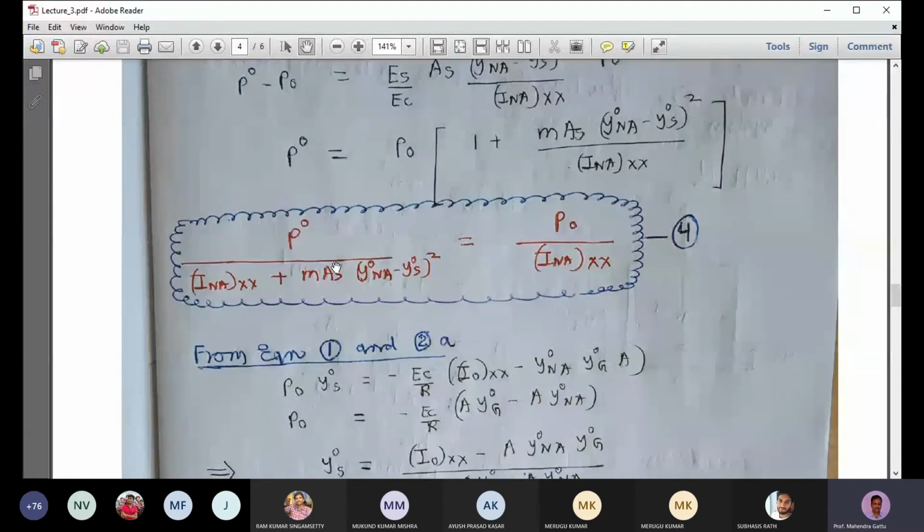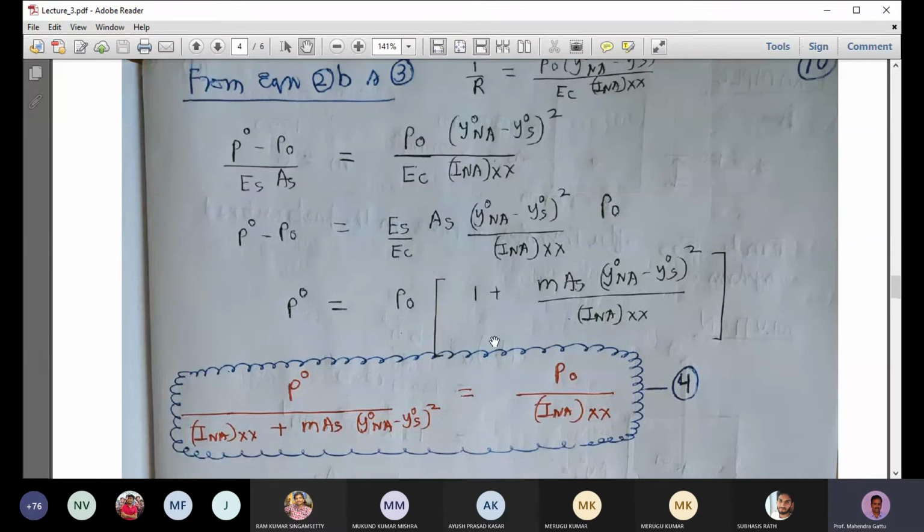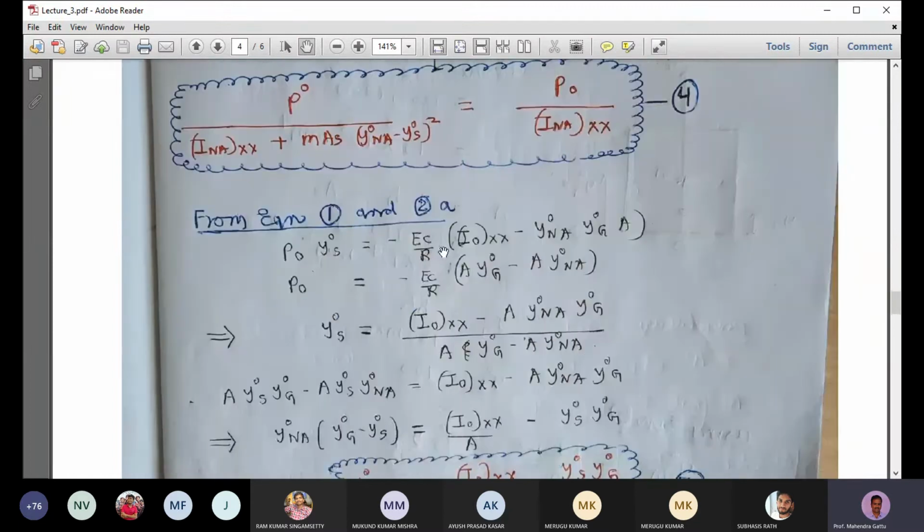Okay, so we are now relating the initial force P naught with the final force P after transfer. But here again we have that unknown y naught NA. So we need to find out how to get that y naught NA. To do that, we will use equation 1 and equation 2a. This is equation 2, obtained from the moment equilibrium, and this is equation 1, which is obtained from the force equilibrium.